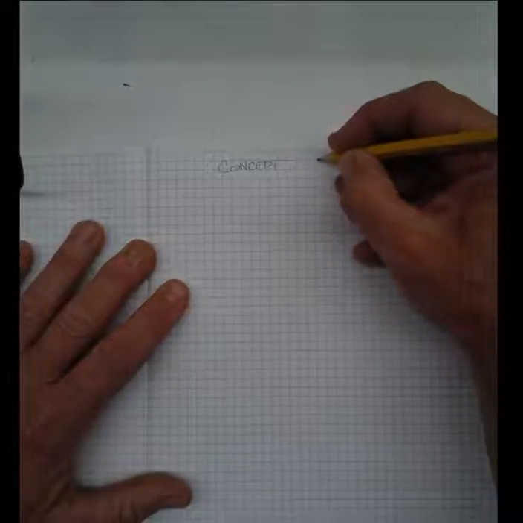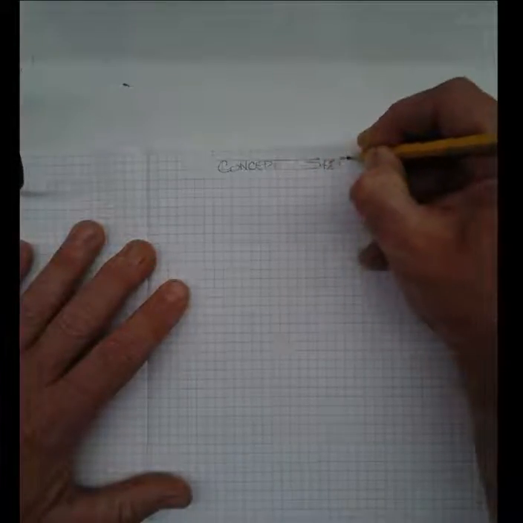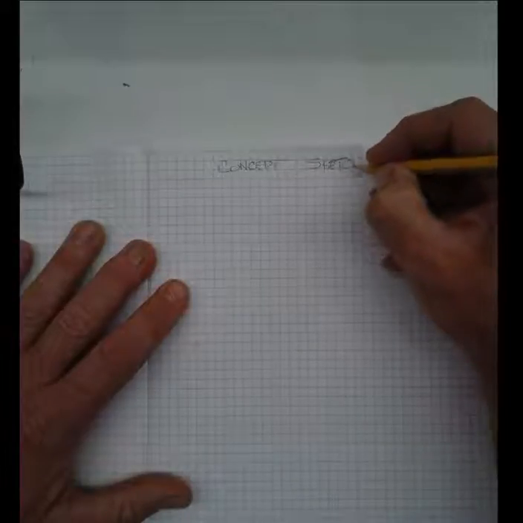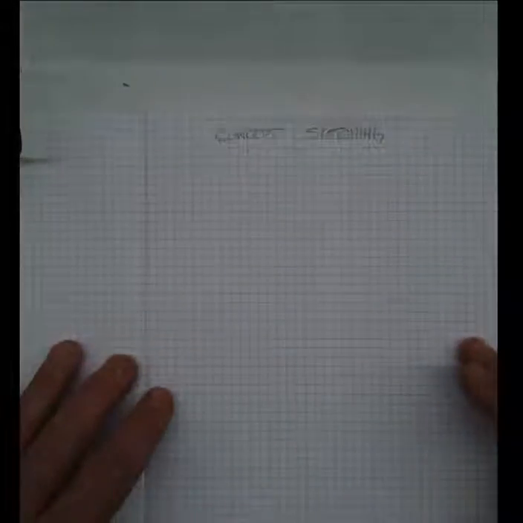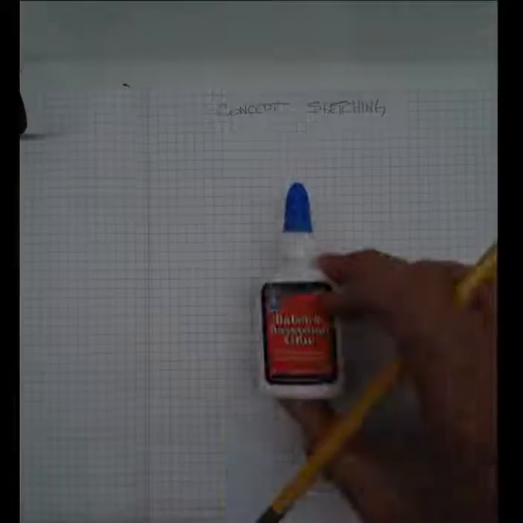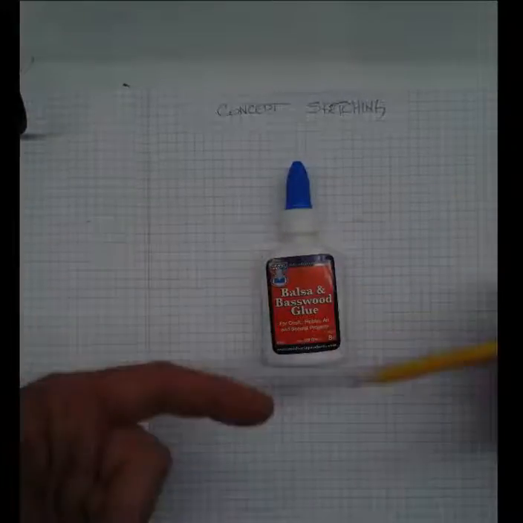The idea behind concept sketching is that we are able to convey the main idea of an object. It does not have to look exactly like the object, but it should be close enough that the person looking at it understands what you're talking about. And so our example is going to be this item.